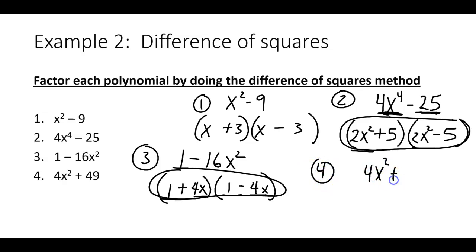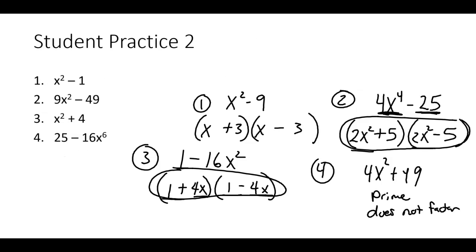4x squared plus 49. Now, for this one, I'm just going to tell you that I'm trying to trick you. Can you tell me why I'm trying to trick you? It is prime because this is a sum of squares. This does not factor. So you could just say prime, or you could say does not factor, or you could say both. Because this is a sum of squares, not a difference of squares, you can't apply this method to it. Okay? So there's some for you guys. Show me what you got. And that will do it for the day for us.